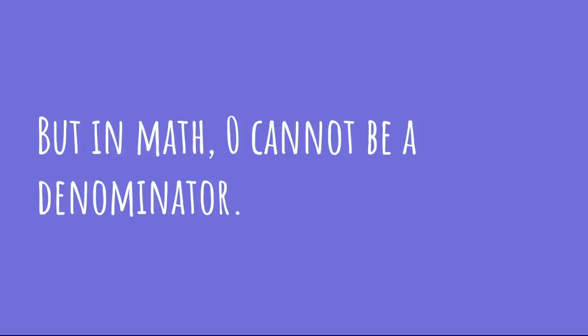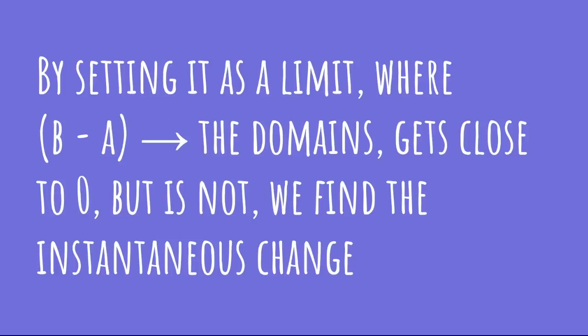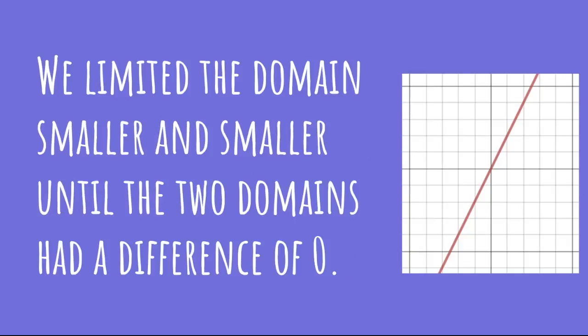But in math, as you know, 0 cannot be a denominator. 5 divided by 0, what is that? We don't know. It can't work. By setting the domains as limits, we set b minus a as a limit that gets close to 0 but does not become 0, and we find the instantaneous rate, which is the derivative. So I'll explain it one more time.